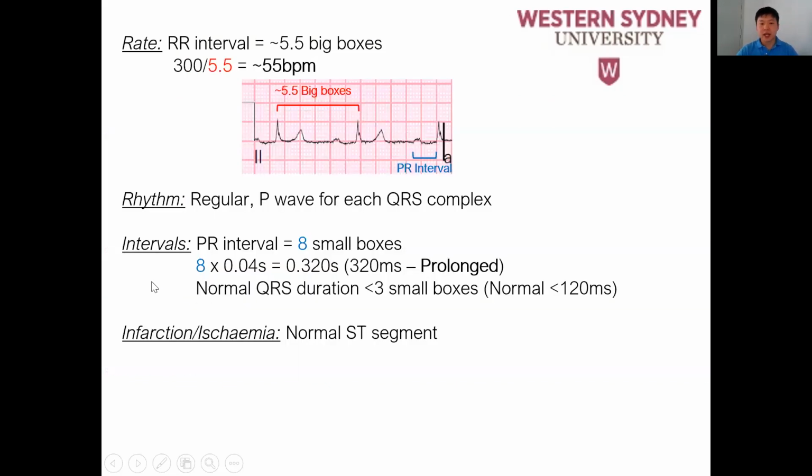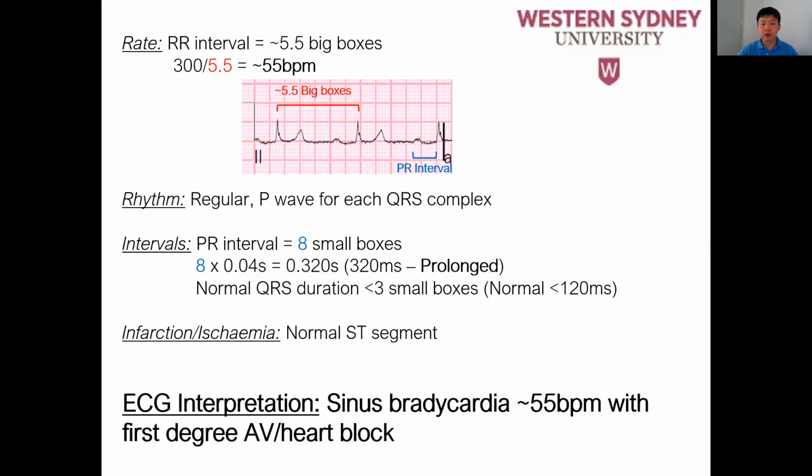And then a prolonged PR interval is typical of a first-degree heart block if there are no dropped beats. And this is due to a conduction delay within the AV node. So the ECG interpretation for this patient is sinus bradycardia because less than 60 beats per minute with first-degree AV or heart block.